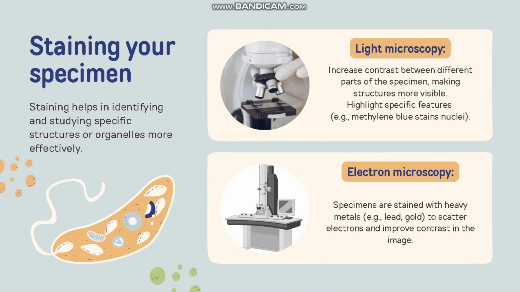Staining your specimen. Staining helps in identifying and studying specific structures or organelles more effectively. In light microscopy, it increases contrast between different parts of the specimen, making structures more visible and highlighting specific features. For example, we use methylene blue, which stains the nuclei. In electron microscopy, specimens are stained with heavy metals like lead and gold to scatter electrons and improve contrast in the image.